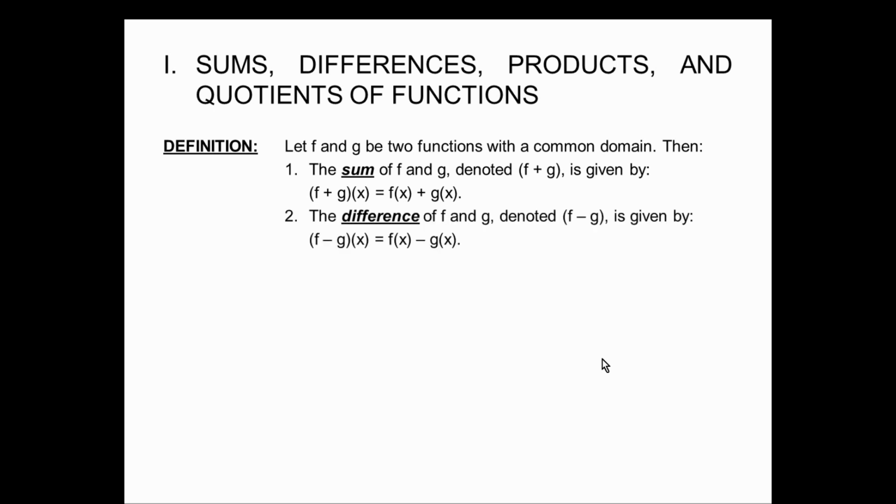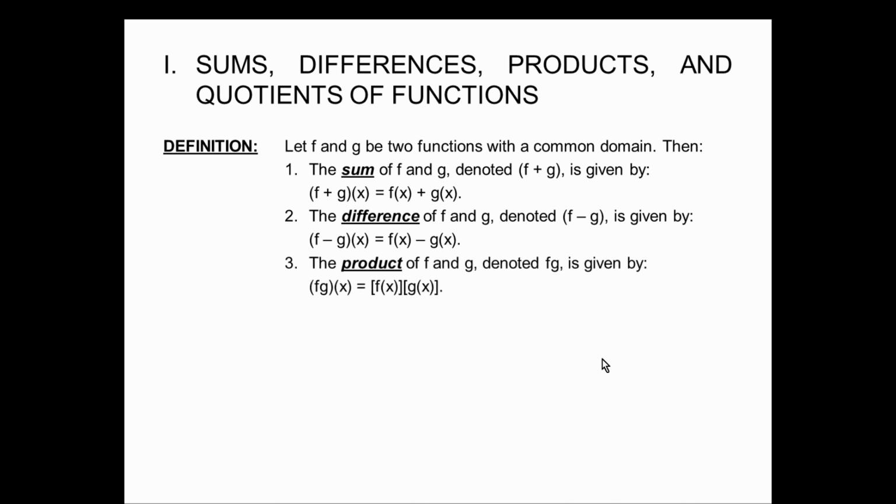Number two, the difference of f and g, denoted by f minus g, just like any difference, is given by f minus g of x is equal to f of x minus g of x. This one would also be described as combine similar terms if we did not have functions.